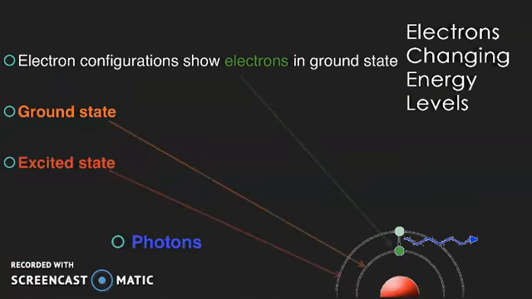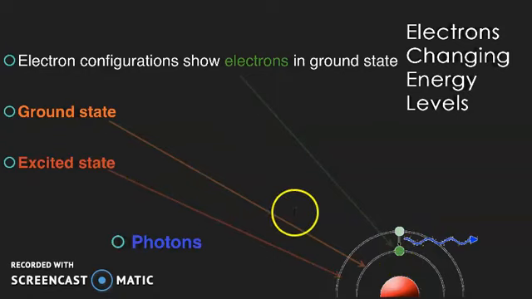Here's a diagram. This is one that will be on your test and on a daily quiz, so you might want to study this slide, put it on your cheat sheet. Electron configurations again show our electrons in the ground state. The ground state in this diagram would be the one closest to the bottom here, this darker green electron. That little dot there is your electron. Your ground state is the lower energy level.